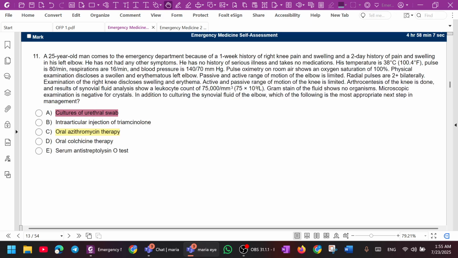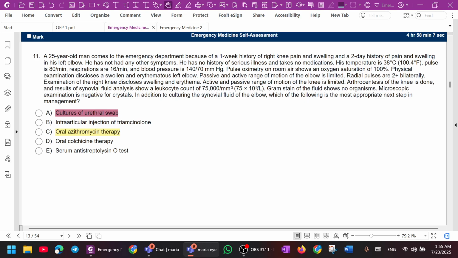Further evaluation of the septic joint, as evidenced in this patient by swollen, red joints, includes arthrocentesis with synovial fluid analysis. In the setting of gonococcal arthritis, the synovial fluid leukocyte count will be greater than 20,000 to 50,000, but no organism will be visible on Gram stain because Neisseria gonorrhoeae is intracellular. Blood cultures and cultures of the synovial fluid should be obtained.